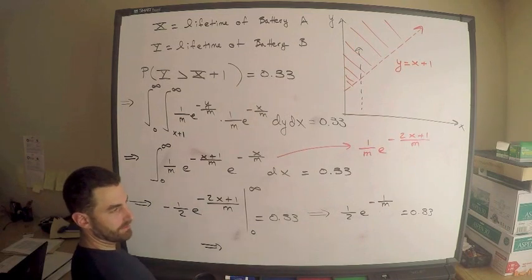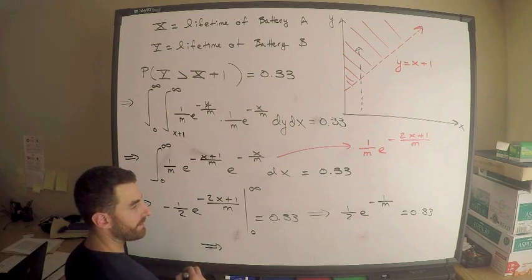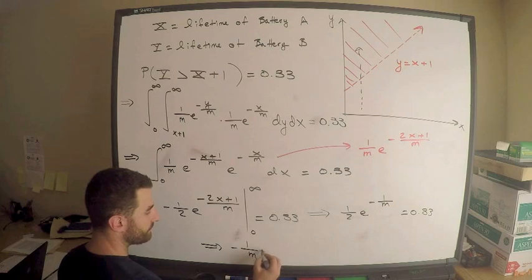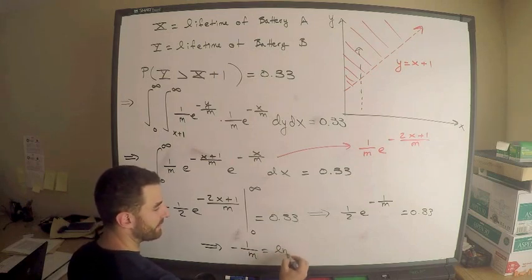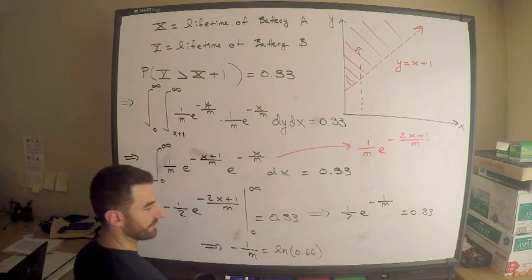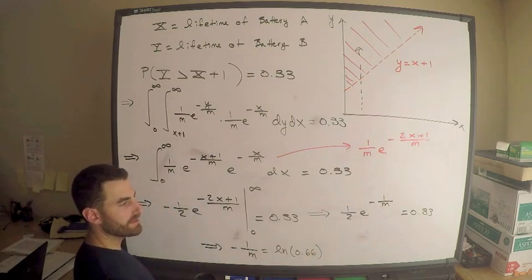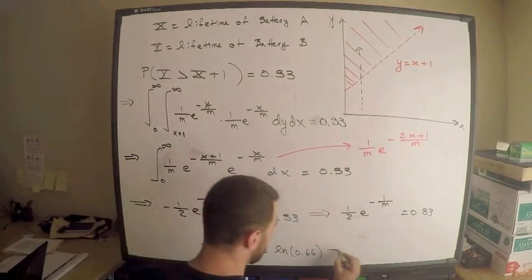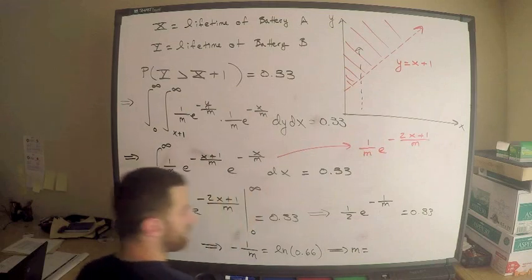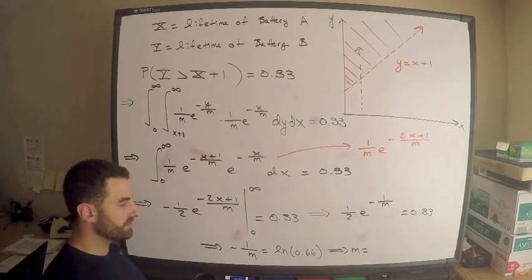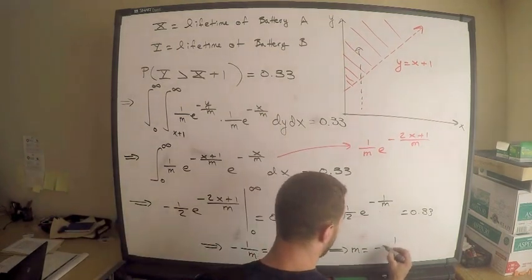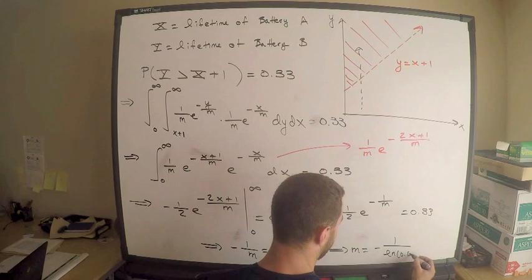Let's get m by itself. If I want to get m by itself, I multiply by 2, then take the natural log. Let me write it this way. This is negative 1 over m is equal to ln of 0.66. So I multiplied by 2, which gives you 0.66, and then take the natural log of both sides. Let's isolate m. Just do some algebra: reciprocal both sides, multiply both sides by negative 1, and we get m is equal to negative 1 over ln 0.66.